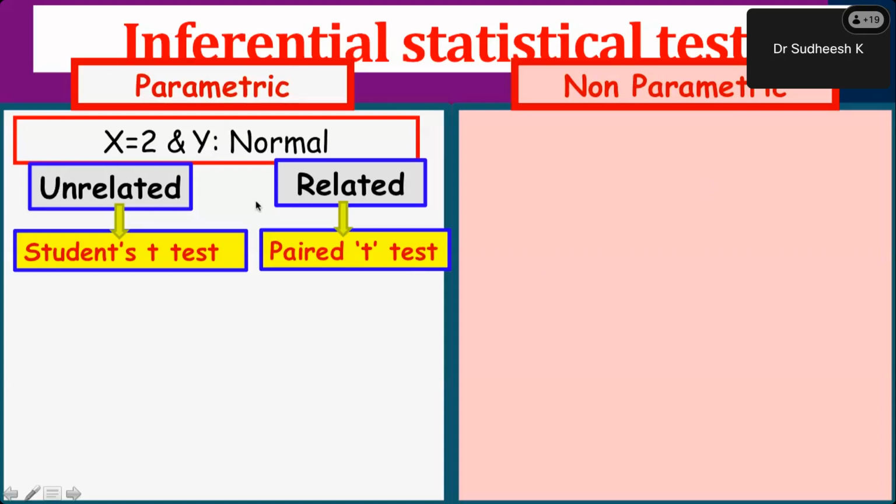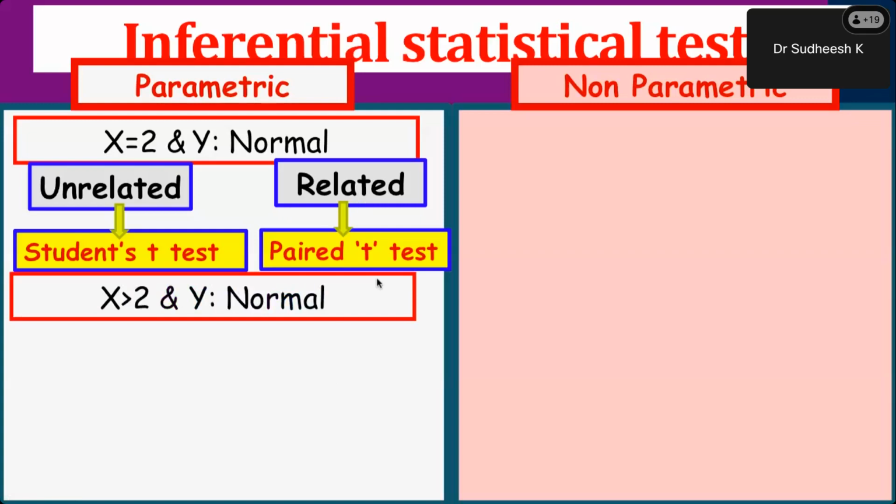So I repeat, when you are comparing between two groups, group A versus group B, you apply Student's t-test. Within group A itself, if you are comparing the baseline and 5th minute reading, or the 5th and 10th minute reading, you apply the paired t-test. That is the simplest way you can understand it.